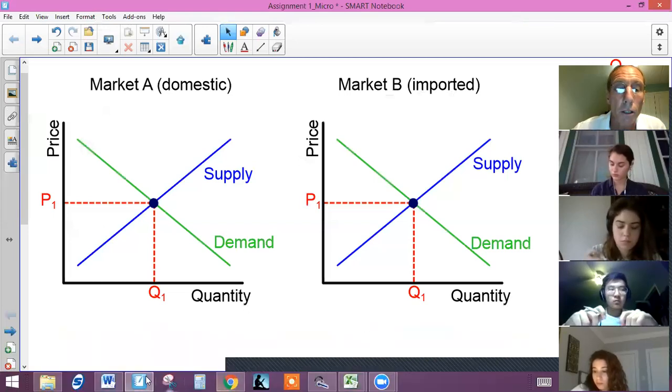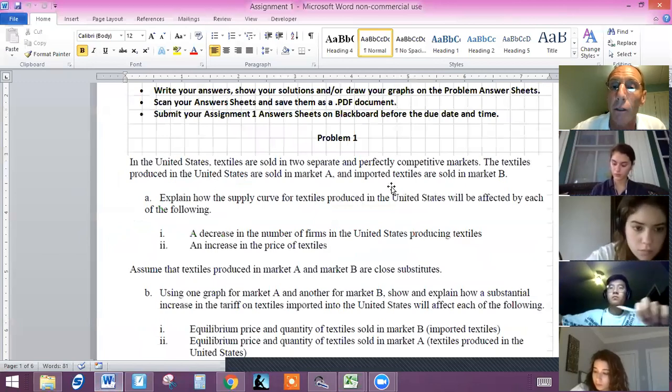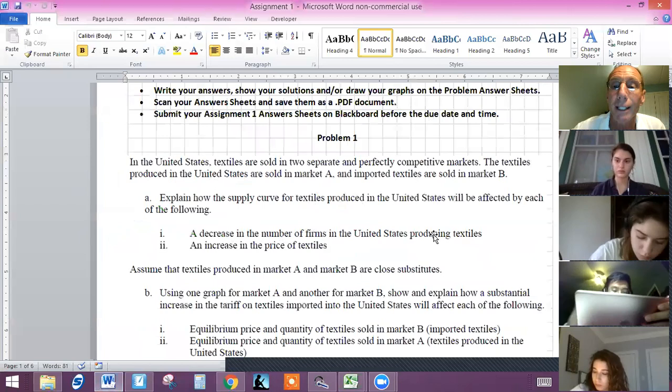So the question is, what would happen? How will market A, the domestic market in the US, be affected if there are fewer firms producing textiles?